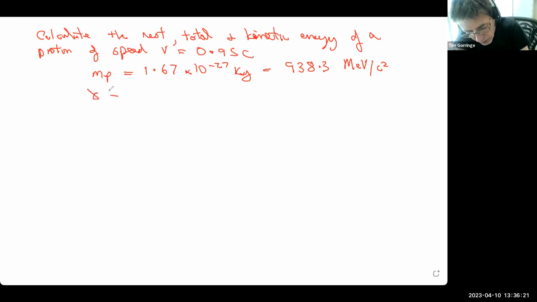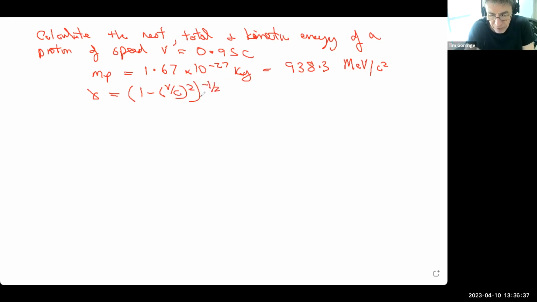As I mentioned, the other quantity that we need is the Lorentz factor for our proton. If you know the speed of your particle, then it's not too hard to calculate the Lorentz factor that corresponds to that speed. It's through this little expression here. So it's 1 over the square root of 1 minus (v over c) squared. Calculate 1 minus (v over c) squared, then take the square root, then invert it. That's going to be your gamma factor.